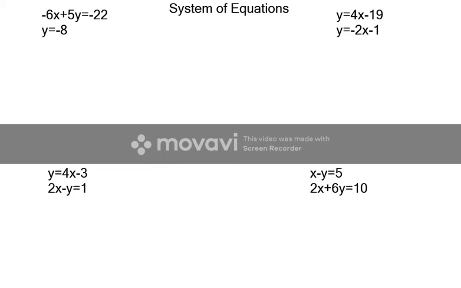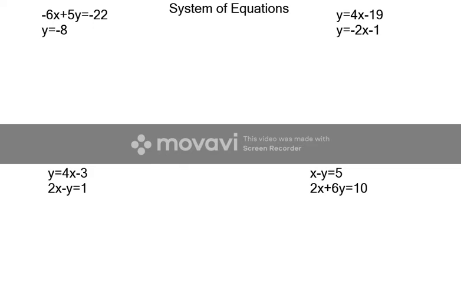So our first system of equations: negative 6x plus 5y is equal to negative 22, and y is equal to negative 8. So what do we do first, right? We notice that we only have one variable in the second equation, but we have two variables in the first equation. How will we do that then? Well, we know that y is equal to negative 8, right? So couldn't we just substitute the negative 8 into the first equation to solve for x, just like how we've done in the elimination method when we solve for one variable, right?